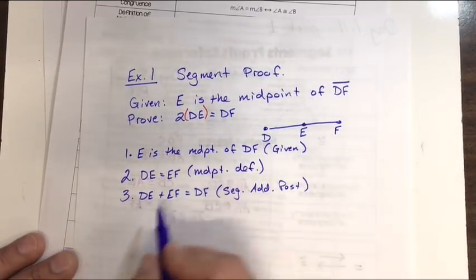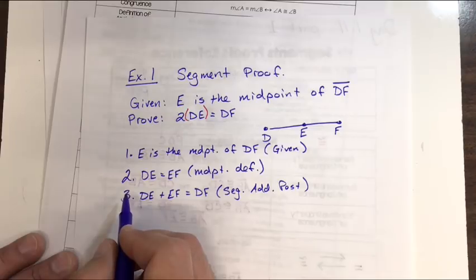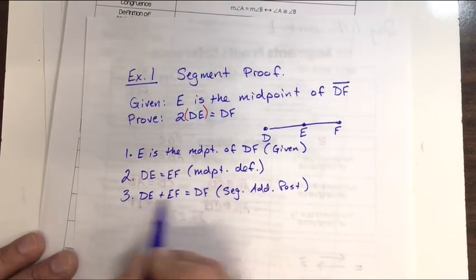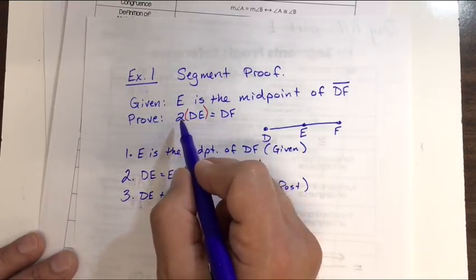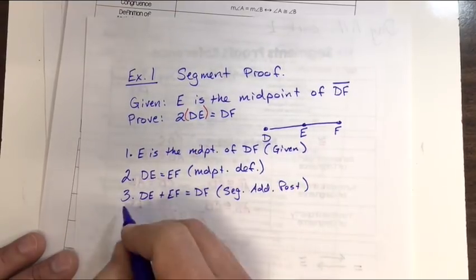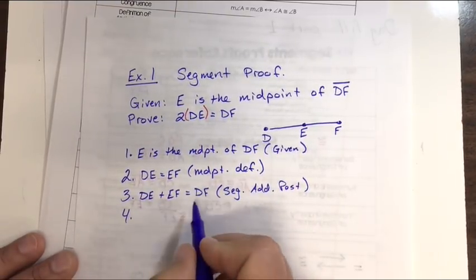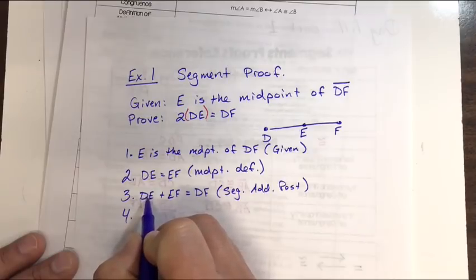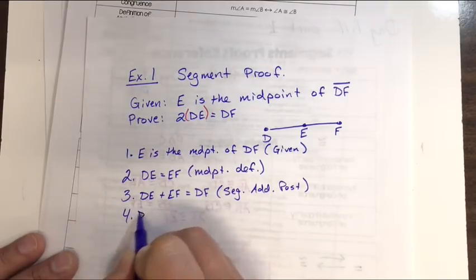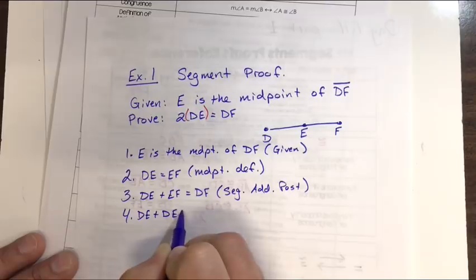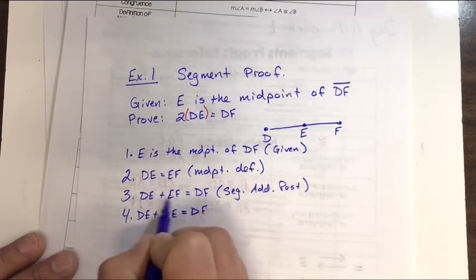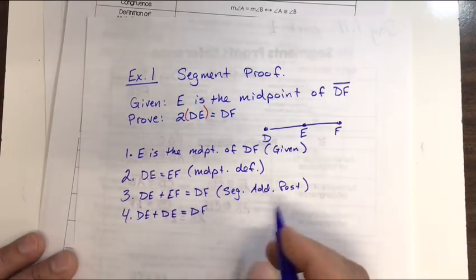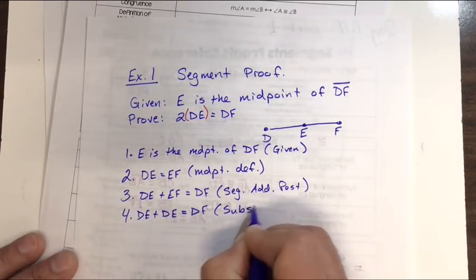Now I'm going to use some information here. All right. Since I have this equation, and DE equals EF, but I'm trying to show that DE times 2 equals DF, I'm going to do a little bit of substitution. I'm going to say that DE plus DE again equals DF. Because all I'm doing is substituting, instead of this expression, I'm replacing it with another DE. So that's substitution.